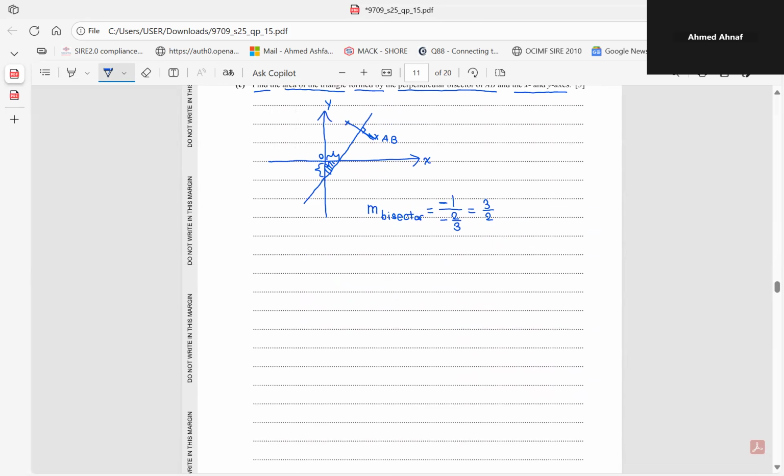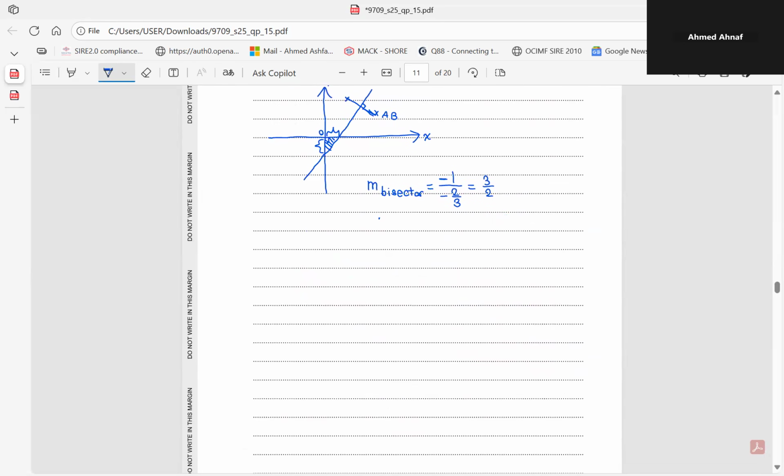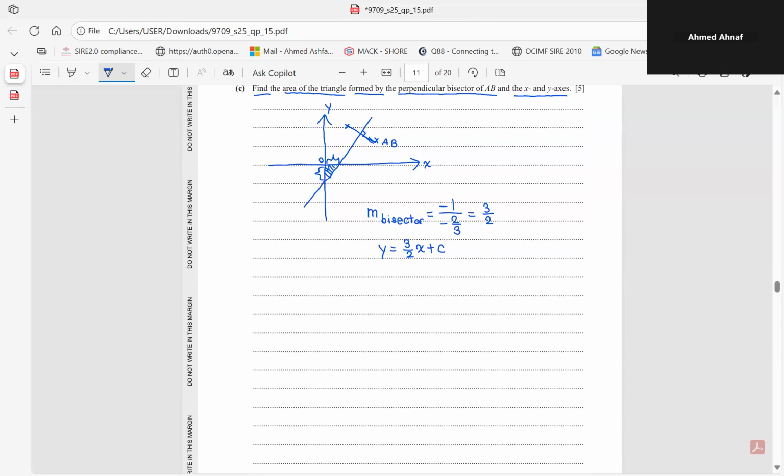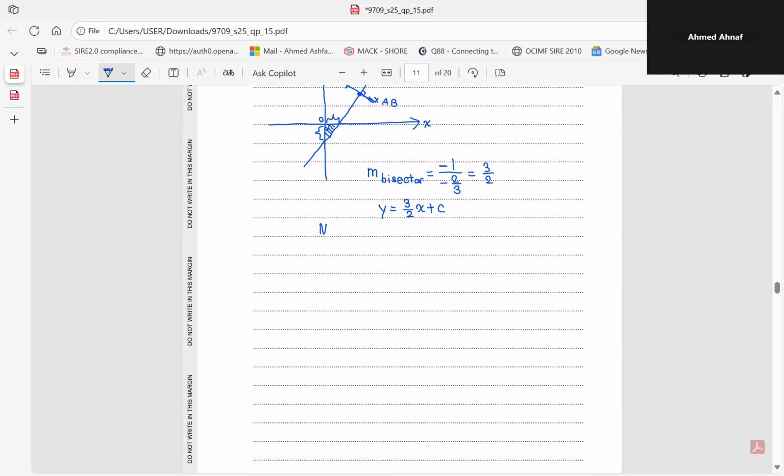Now we're going to have to form the equation, which is y equals mx plus c, so y equals 3/2 x plus c. Now we have to find c. To do that, we need to know a point that passes through our bisector. One of the points is the midpoint of AB, since this line cuts AB in half, so obviously the midpoint would pass through the bisector. So let's find the midpoint.